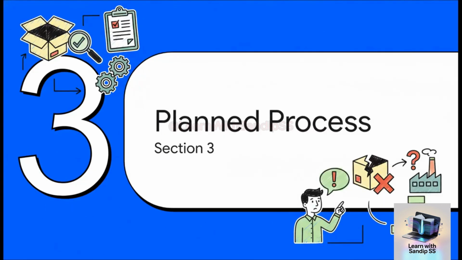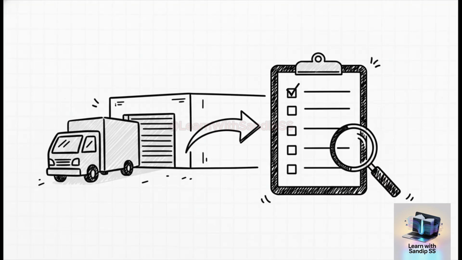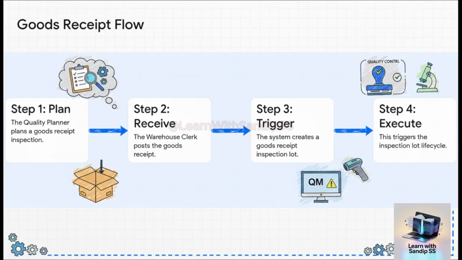Okay, let's get into the nitty-gritty. We're going to start with the ideal world, the proactive approach. This is how QM handles things when you've actually got a quality plan ready to go. So this is all about being prepared. A planned process means you're not just sitting around waiting for a problem to pop up. Nope, you've got a predefined quality inspection plan locked and loaded, just waiting for those goods from your supplier to hit the warehouse stock.